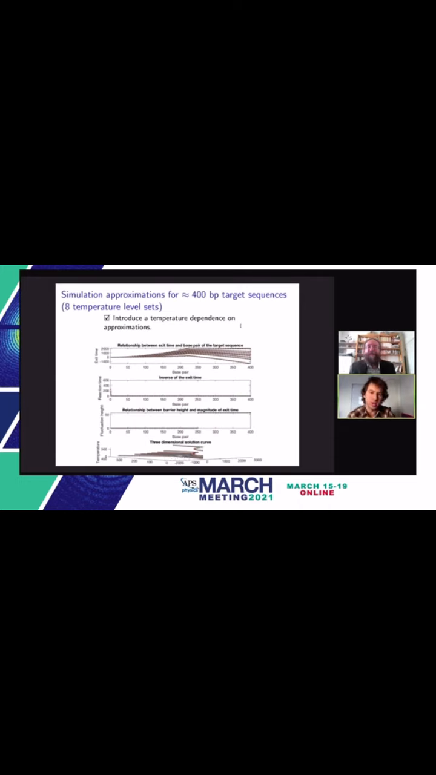So for the first simulation, what we're able to achieve is that we're able to simulate approximately 400 base pair sequences. We're able to observe a substantial change in the magnitude of the exit time that we approximate, and we are able to clearly obtain a temperature dependence in which we run the approximation for 8 temperature level sets.